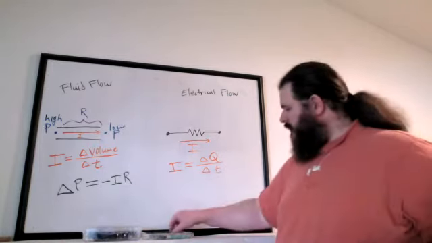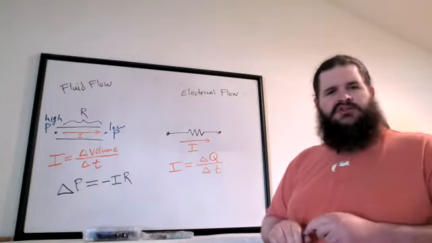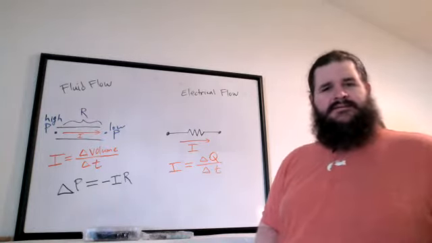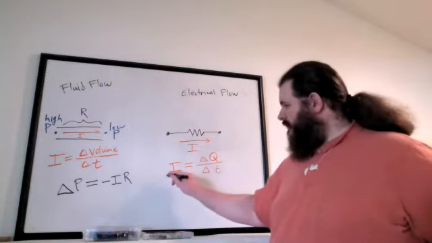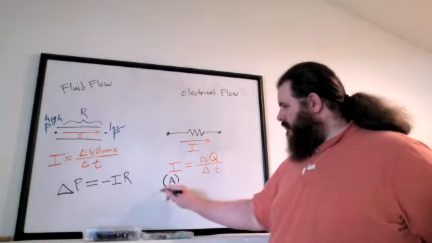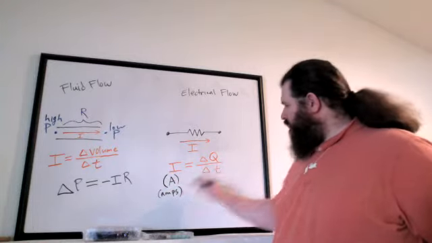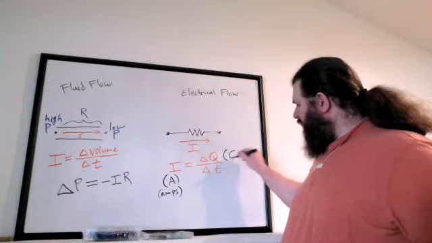But current for electrical systems is defined as charge over time. And let's take a look at the units for that also. Anyone know what charge is measured in? Isn't it amps? Amps is going to be for the current. Oh, charge is coulombs. Yeah. Charge is measured in coulombs, written as a capital C.